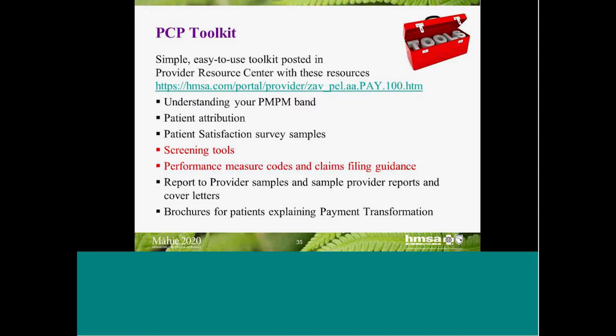We have a PCP toolkit, and it can be located using the link you see here. It's in the Provider Resource Center under Payment Transformation. We have posted all kinds of simplified explanations as well as tools to help you. You'll notice a couple of items highlighted in red on your screen. We receive a lot of requests asking for screening tools and performance measure codes. These tools will help you be sure you're properly coding your claims for credit, such as the combination of codes needed for tobacco use, or how to report some of the other measures that are new in payment transformation. We also have brochures to help your patients understand payment transformation. And if you like those, just let us know and we can send you a supply to hand out. Please be sure you go to the site at the link you see on your screen, because there's a ton of information here and it'll really help you be successful in payment transformation.